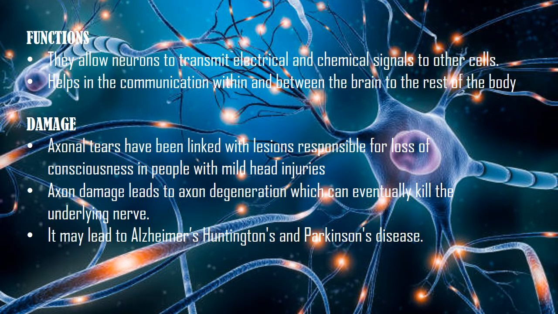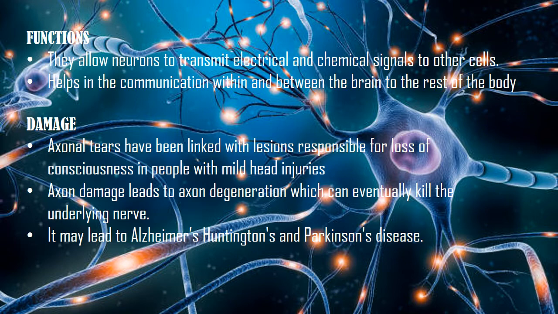So, when it comes to the function of an axon, they allow neurons to transmit electrical and chemical signals to another cell, helping in the communication within and between the brain and the rest of the body.